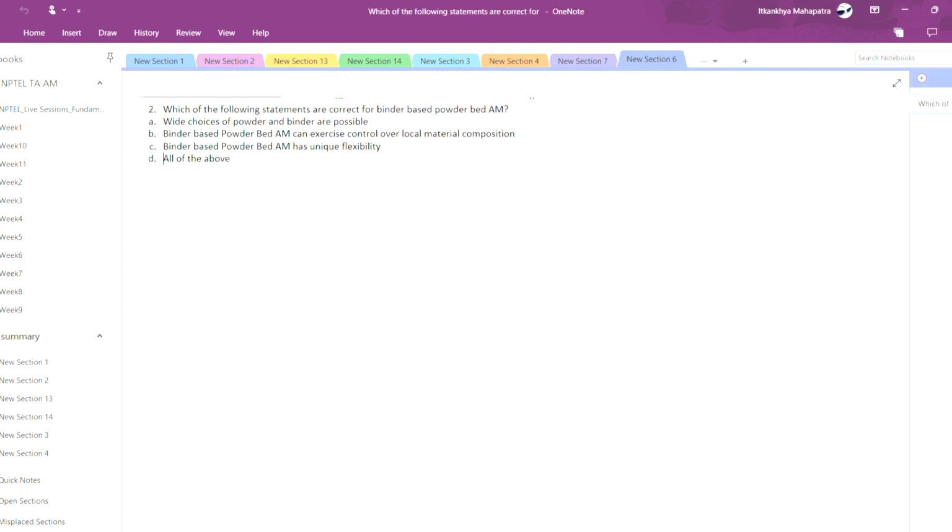Your next question: we are discussing a little bit on binder based powder bed additive manufacturing. Which of the following are correct statements for binder based powder additive manufacturing? Wide choice of powder and binder possible? Yes, this is correct. Binder based powder bed manufacturing can exercise control over local material composition. This is also correct. They have a unique facility. This is also correct. So the correct option is all of the above. So what is the unique flexibility here? The unique flexibility is that the binder can be mixed with other materials.